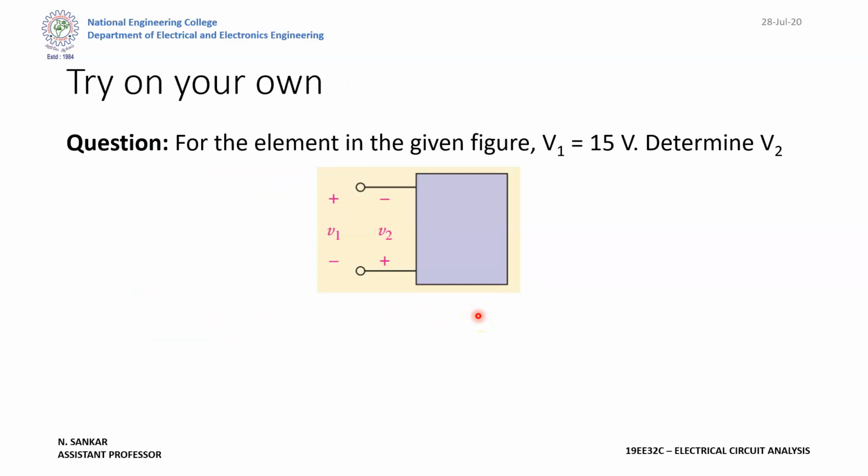Next one, a similar example, just try on your own. Here I have given the voltage V1 is equal to 15 volt, at this point. They are asking about the voltage V2. What is the value of V2? Simply, for V1 the reference point is positive here, this point is positive, but for V2 it is negative. Then simply you can say V1 is equal to -V2, or V2 is equal to -V1. Both are opposite in direction, so the answer will be V2 is equal to -15.